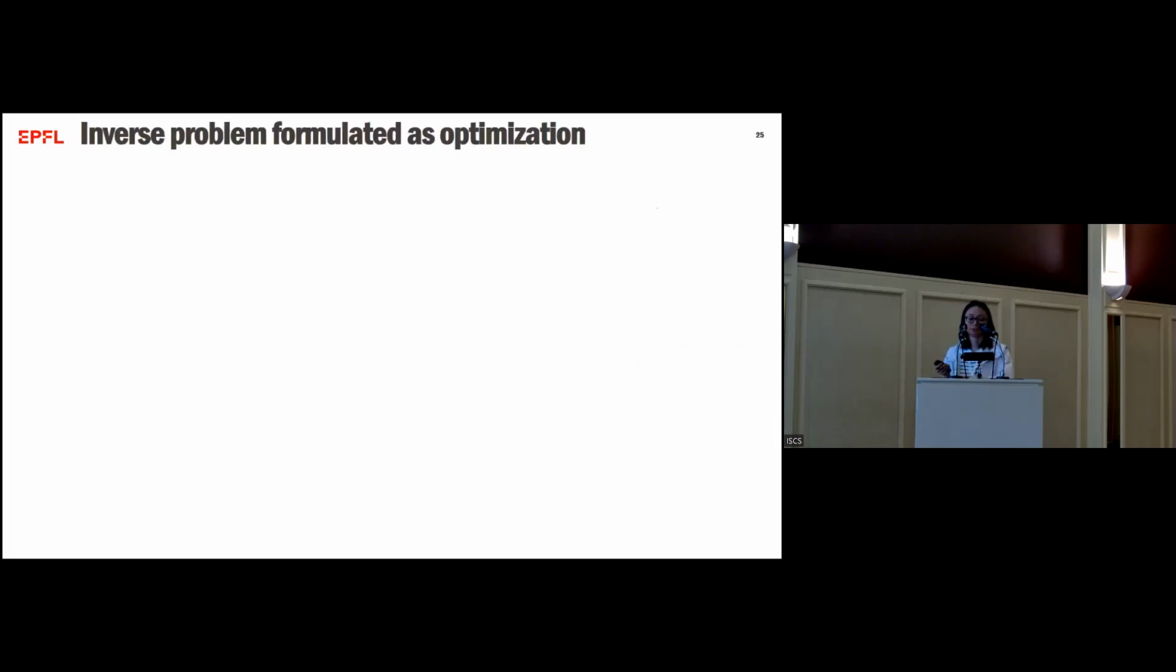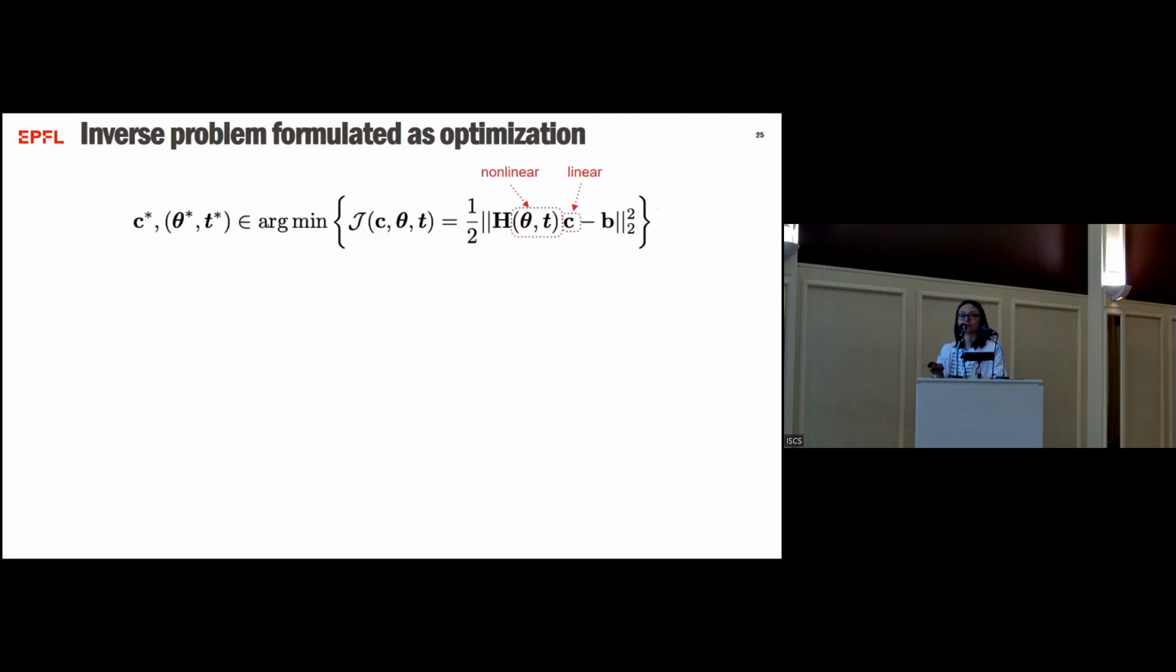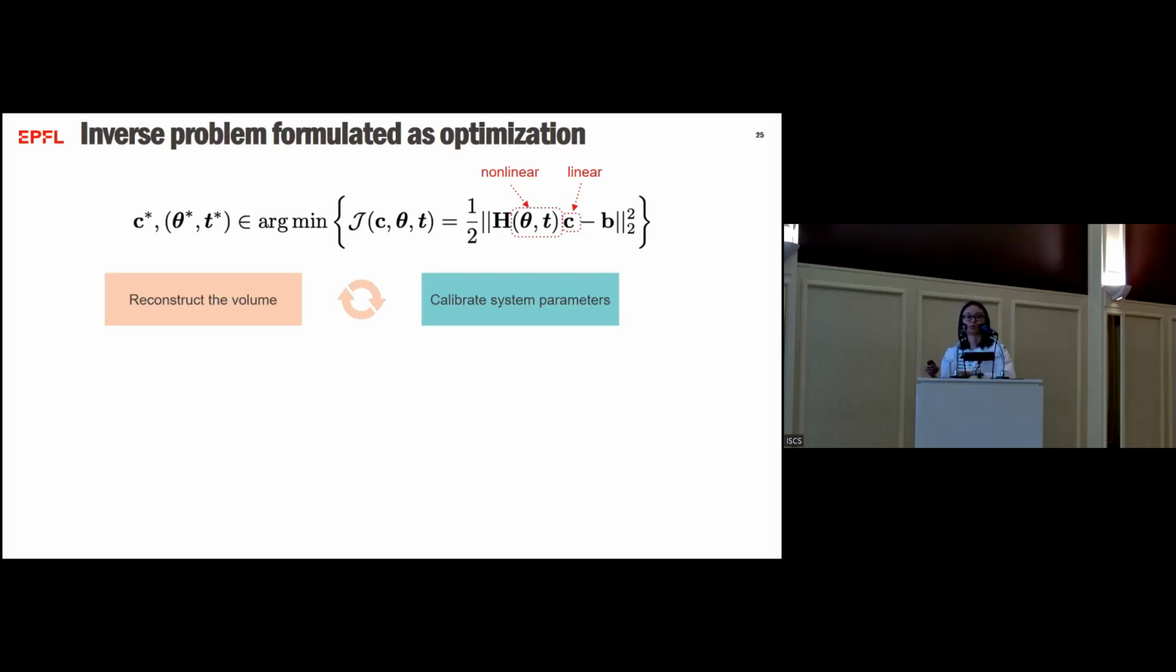So now we formulate our inverse problem as the following optimization problem. C is the volume that we want to reconstruct, and theta and t are system parameters that we want to estimate. And the cost function now is defined in the least squares fitting fashion. So we want to solve this problem in a joint fashion. We want to reconstruct the volume and at the same time estimate the system parameters. For the reconstruction part, we use FISTA, the fast iterative shrinkage thresholding algorithm. And for the calibration part, we use a semi-coordinate-wise gradient descent method.